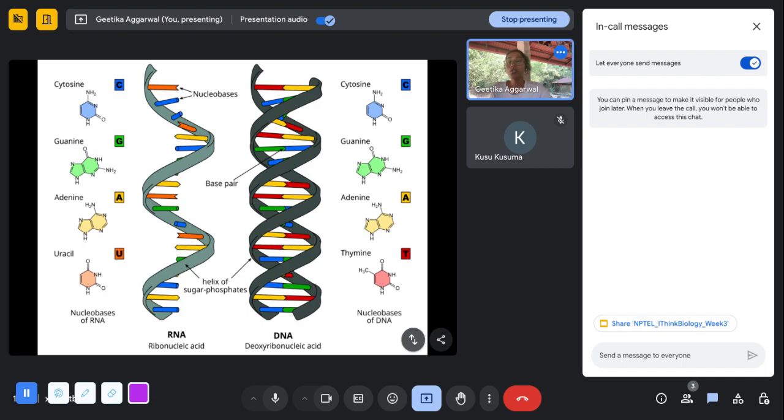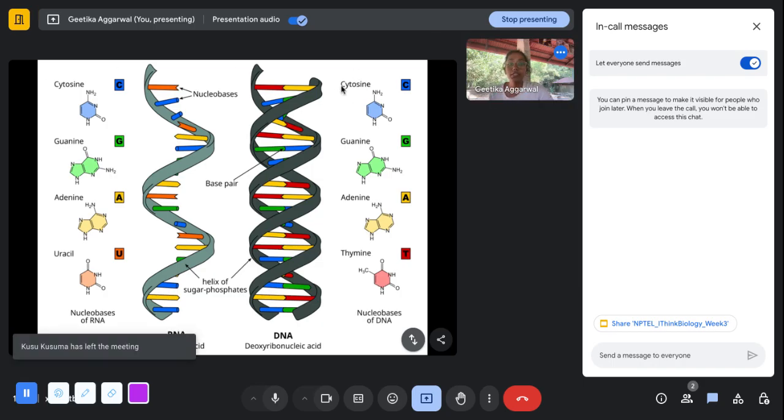Okay. So comparing the DNA with the RNA, in the DNA molecule, you have these four types of nitrogenous bases: cytosine, guanine, adenine, and thymine, CGAT. And in RNA, you do have cytosine, guanine, and adenine, but in place of thymine, you have uracil.